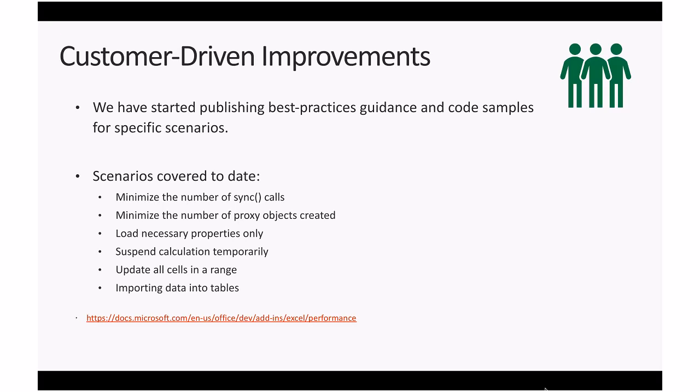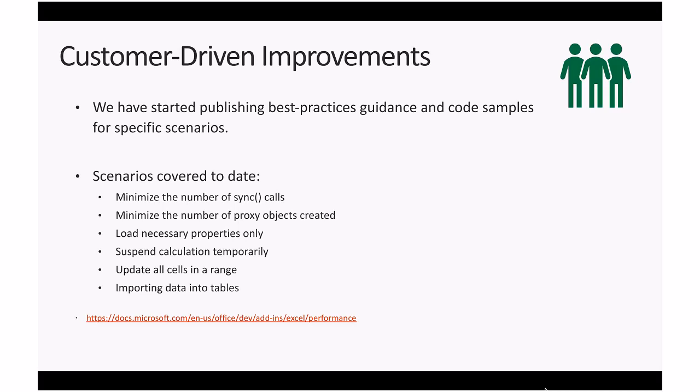Loading necessary properties only. A key concept here is you need to explicitly load the properties of a proxy object, and by default you get everything. So if you just say a load without specifying what properties you want, there's a performance hit there because many of those properties you may not care about, but those are all getting set. So being explicit in that case really helps improve your performance.